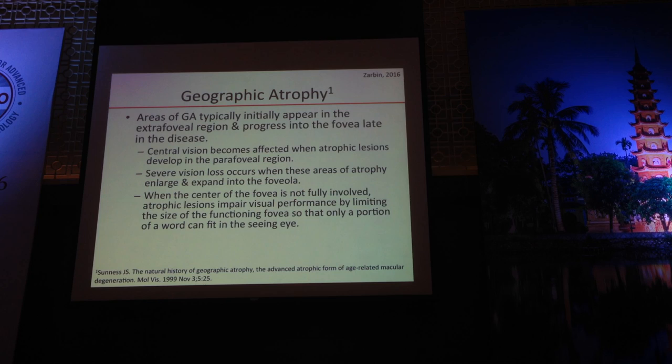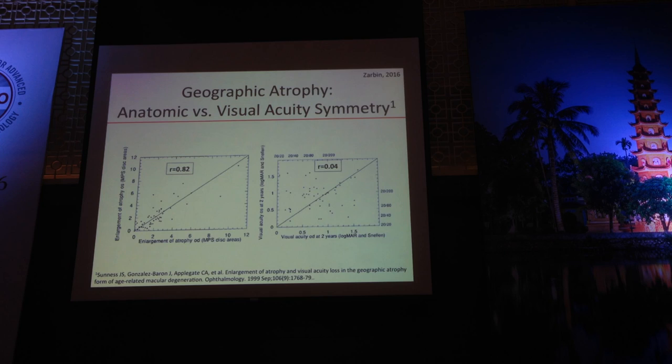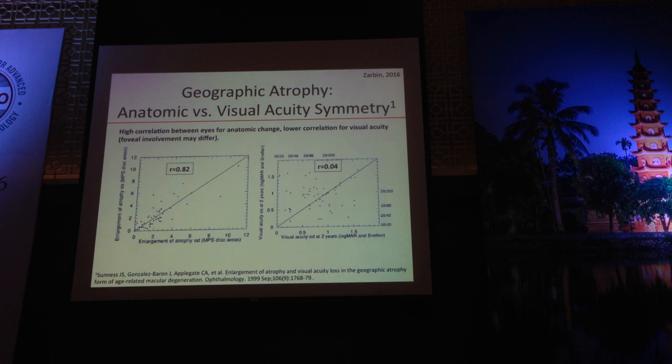Now, there are different patterns of geographic atrophy you can have. The most common are multifocal non-confluent areas and a large confluent area. What's interesting is if we look at the concordance of the right eye to the left eye, just anatomically speaking, there's a very high correlation of concordance. So the right eye eventually looks exactly like the left eye, although it may not do so simultaneously.